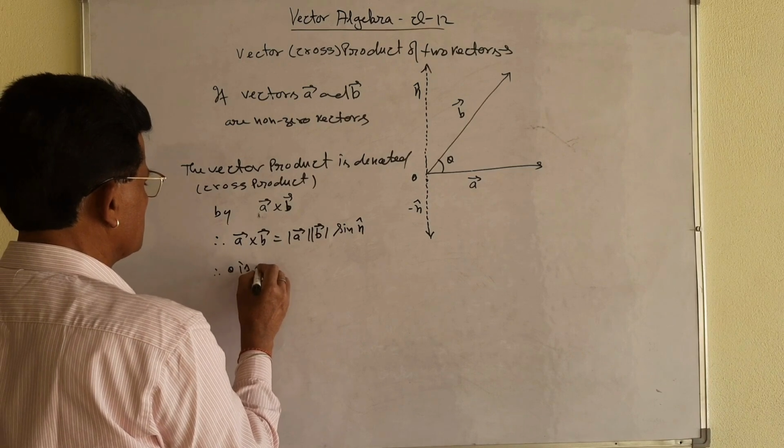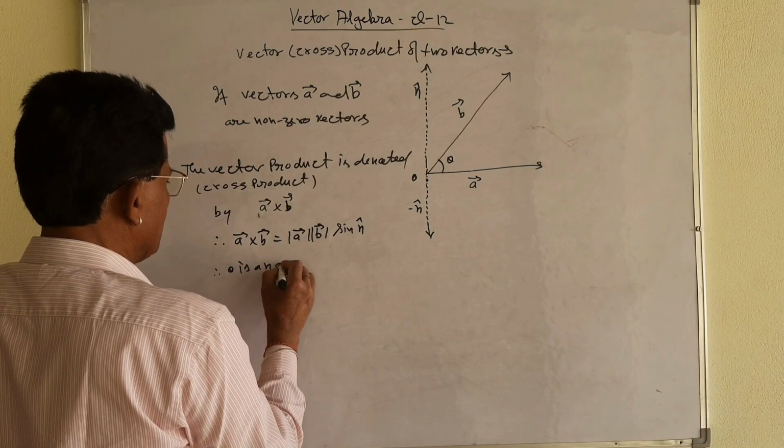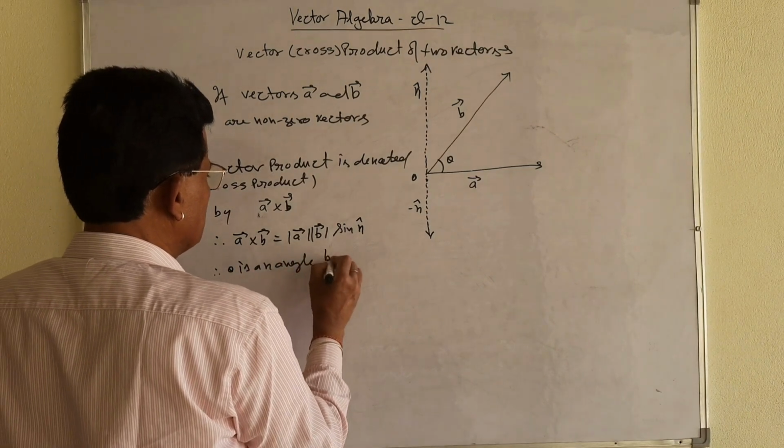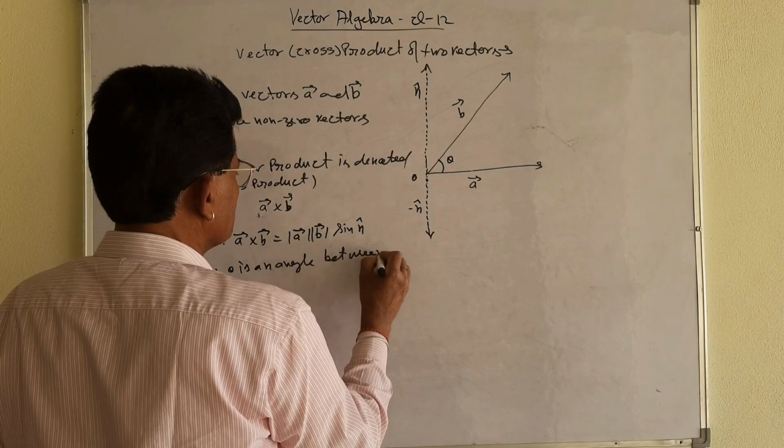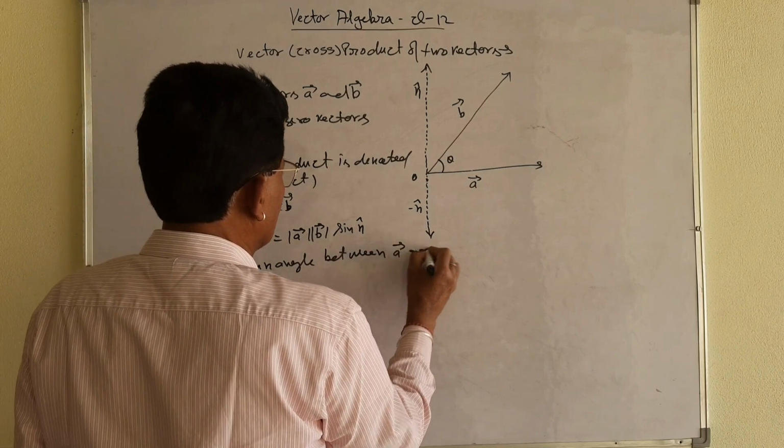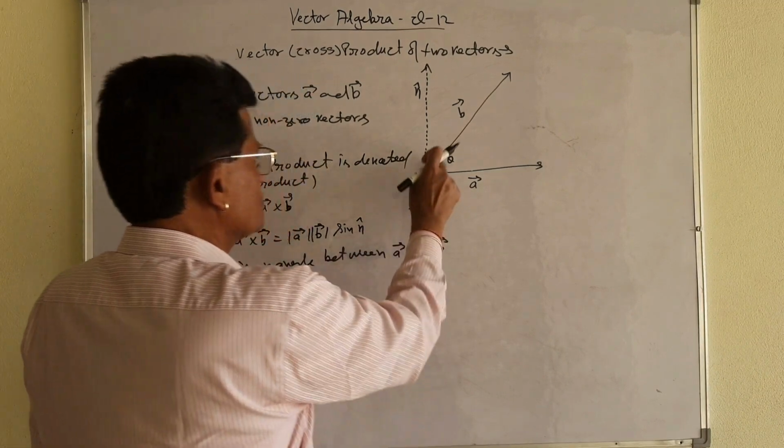Theta is the angle between vector A and vector B. That is the angle between these two vectors.